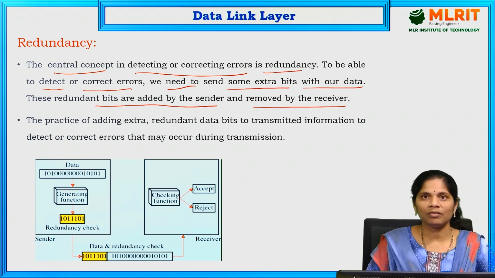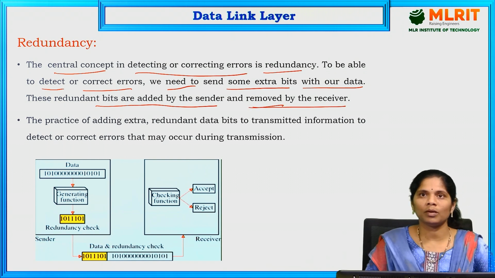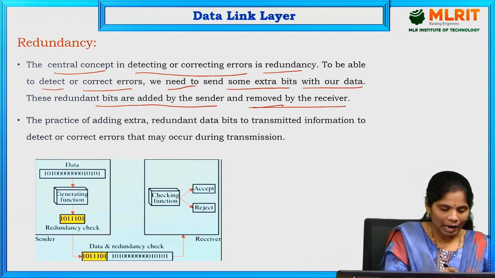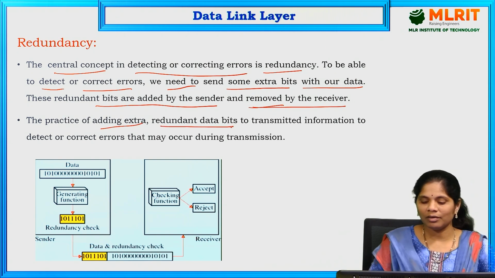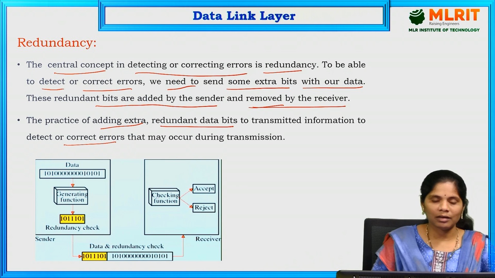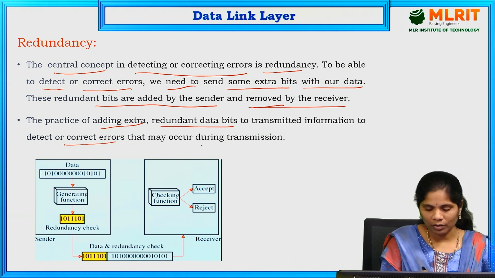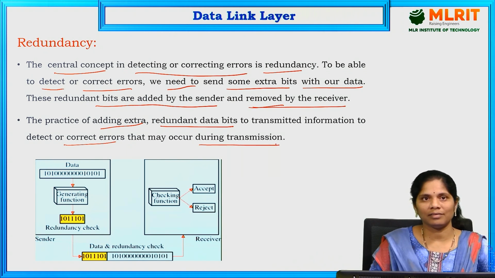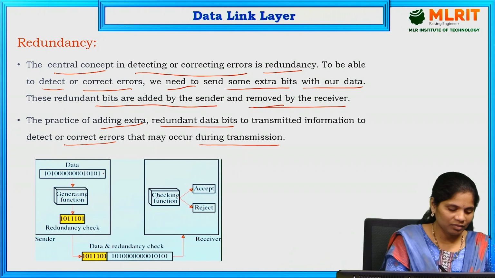Whatever the receiver receives, the extra data is removed by the receiver. Redundancy is the practice of adding extra, redundant data bits to the transmitted information for detecting and correcting the errors that may occur during the transmission. That is the redundancy. See this picture, this is the original data.